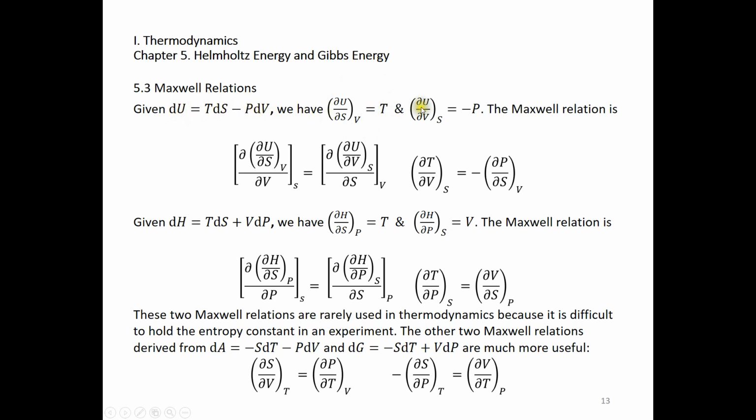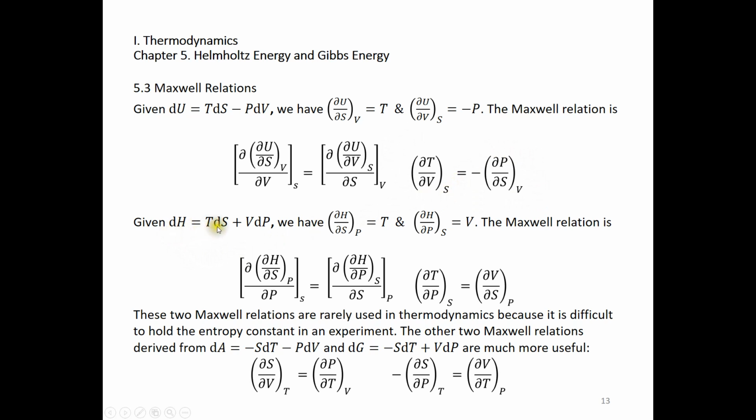So we have these two equations here, and then we're going to look at the Maxwell relation. We're going to assume the second derivative of U with respect to S and V, and its second derivative with respect to V and S are exactly the same. On top, this part is simply temperature. On top here, this is negative P, and we have this equation. This is our first Maxwell relation.